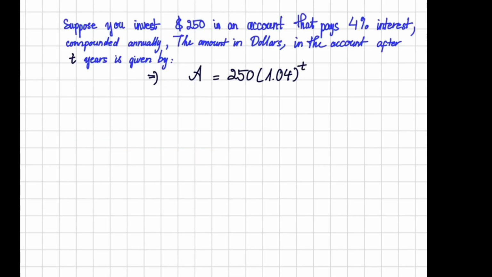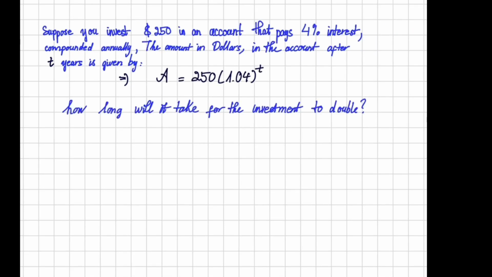Now we are going to use log to solve a real life problem with investment. The question is, you invest $250 in an account that pays 4% interest, compounded annually. The total amount in the account after t years is given by this equation: A equals 250 times 1.04 to the power of t. Now we have to find t because we don't know it yet, since they are asking how long it will take. So the question is, how long will it take for the investment to double?